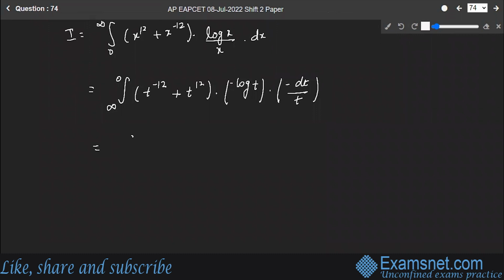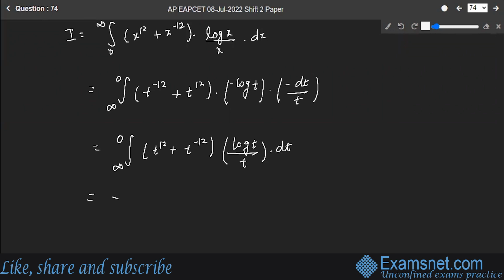So this is equal to the integral from infinity to 0, t raised to the power 12, t raised to the power minus 12, the minus signs will cancel, and you will be left with log t upon t into dt, right? I hope this is clear till here. Now I'll be writing it like this. I'll be interchanging the limits.